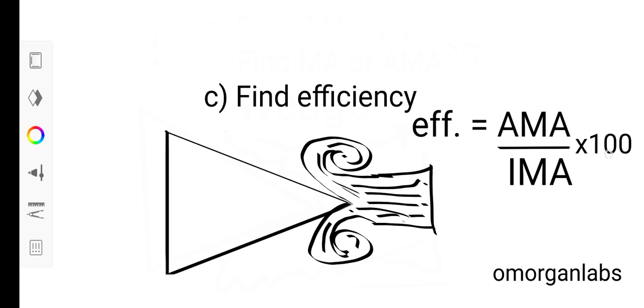And last but not least is your efficiency. The efficiency is your actual over the ideal. So AMA over IMA times 100. It's just a basic percent kind of formula. But you have to know which one to put on top and bottom.